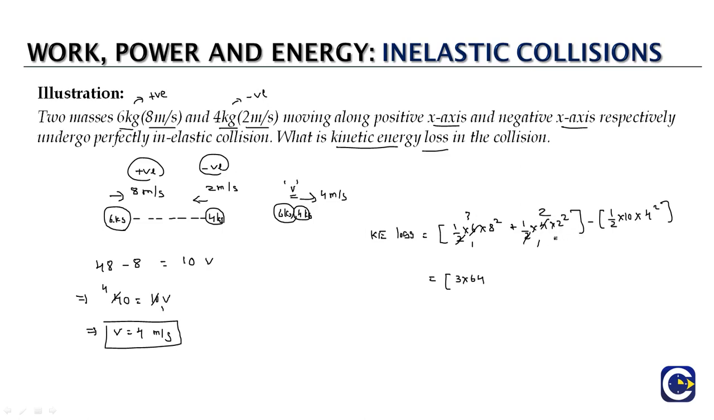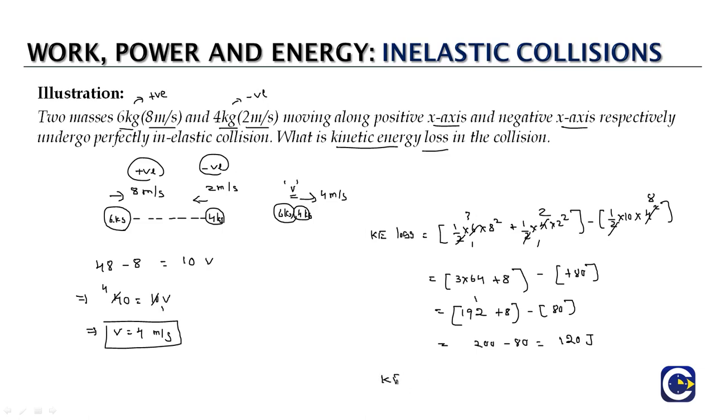2 2s are 4, so plus 2 into 4, minus 5 into 16, so we'll have 8 minus 80. So when we multiply 3 into 64, 3 4s are 12 and 3 6s are 18, so it will be 192 plus 8 minus 80. So what we'll be having is 192 plus 8 is 200 minus 80, which will be 120. The unit is going to be joules.